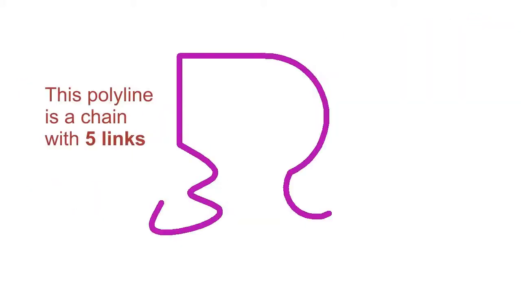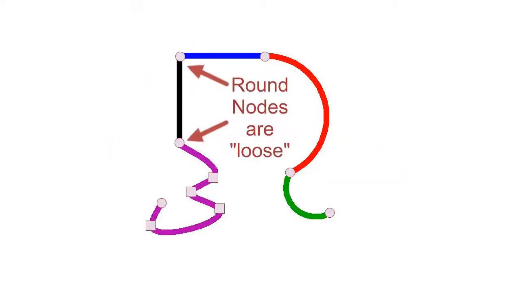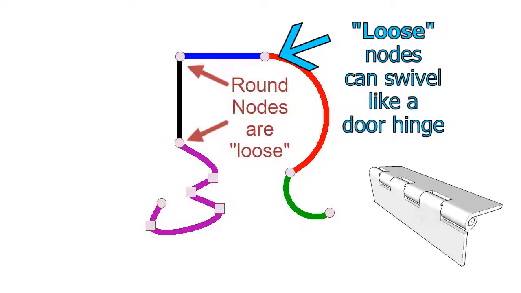A polyline is a chain of lines, arcs, splines, and other geometry. There is a node at every end of a link of the polyline. A node can be either loose, which allows it to swivel like a door hinge, or it can be tangent.